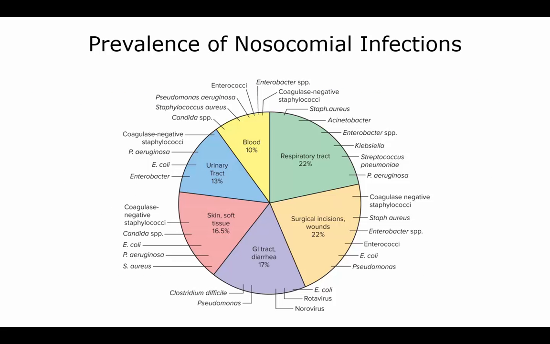You can see here, leading the way would be through the respiratory tract or surgical incisions, GI tract at 17%, urinary tract at 13%, and of course blood at just 10%.